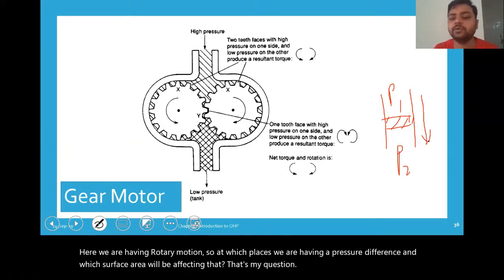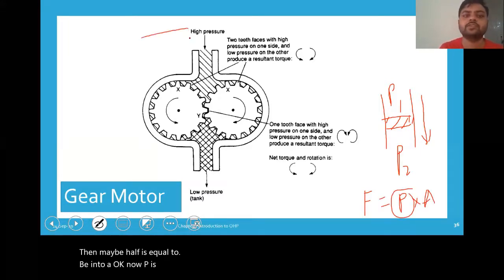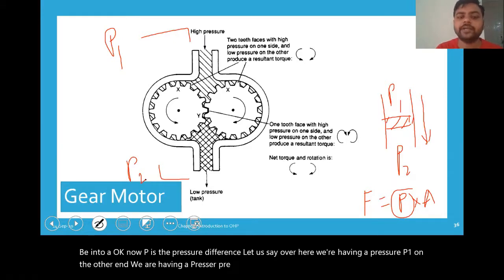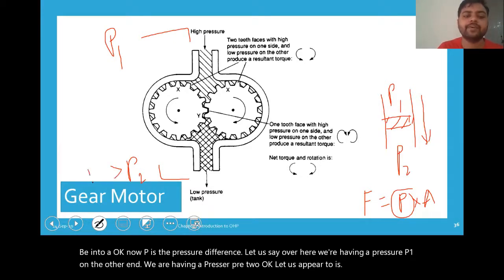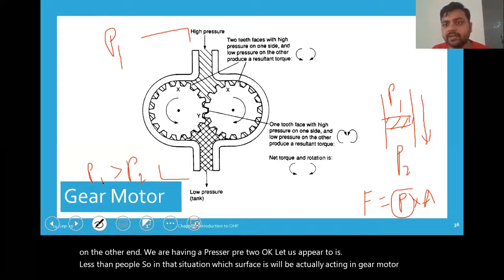Okay, we know F is equal to P into A. Now P is the pressure difference. Let us say over here we are having a pressure P1, on the other end we are having a pressure P2. Let us say P2 is less than P1. So in that situation, which surfaces will actually be acting in the gear motor to produce the mechanical torque?